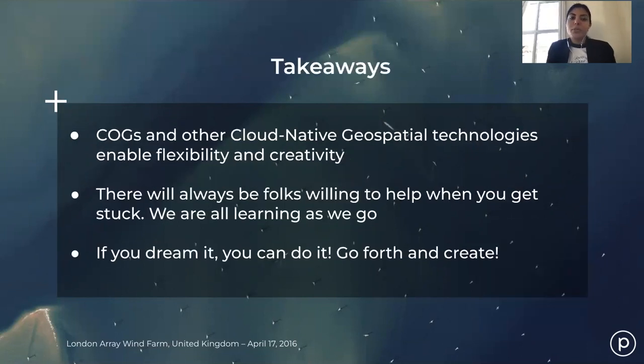So some takeaways I took from this project. COGS and other cloud-native geospatial technologies really allowed me in this project to be flexible and to exercise my creativity. I am also pretty new to the cloud-native geospatial space, and there were times when I felt stuck and didn't know what to do. There will always be folks willing to help you when you get stuck. This is a really supportive community, and we're all learning as we go. So definitely don't feel like you're alone in that. And also, if you dream it, you can do it. This is just an idea that I had one day and I wanted to see if it would happen. So I encourage all of you, if you have an idea of something you want to try, go for it. And we're all here to support you.